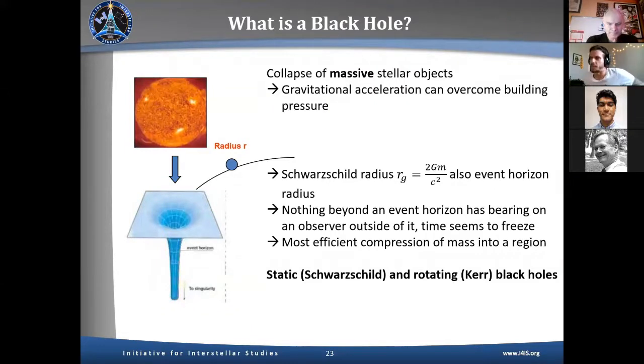There's a couple different types of black holes, and two of the more important ones are static or Schwarzschild black holes and rotating or Kerr black holes. Schwarzschild and Kerr are the two people that found the solutions that describe these kind of black holes to the Einstein field equations.